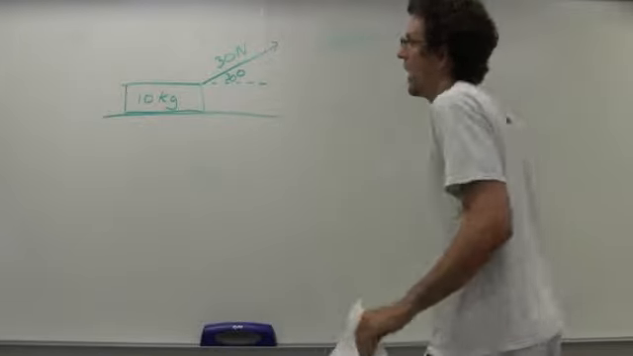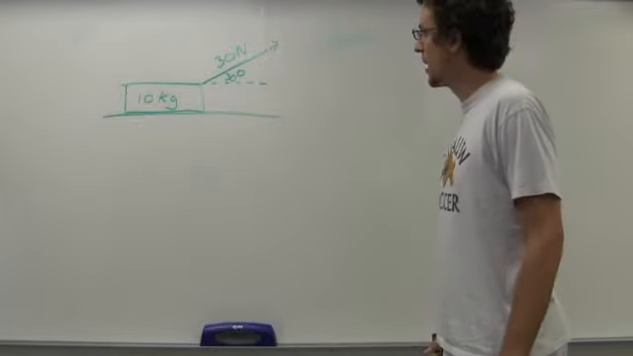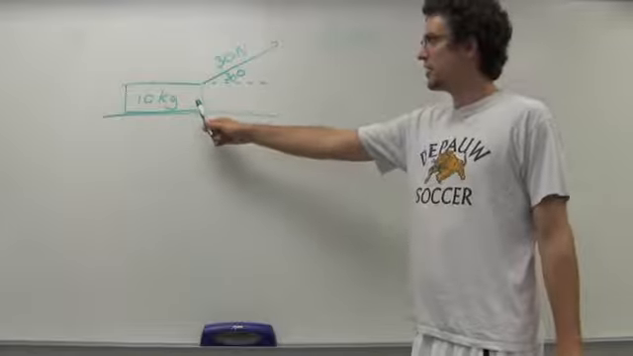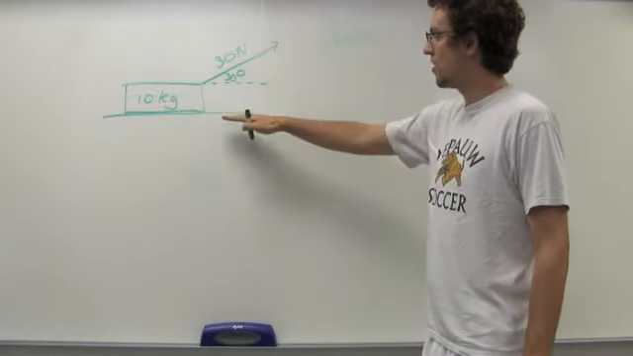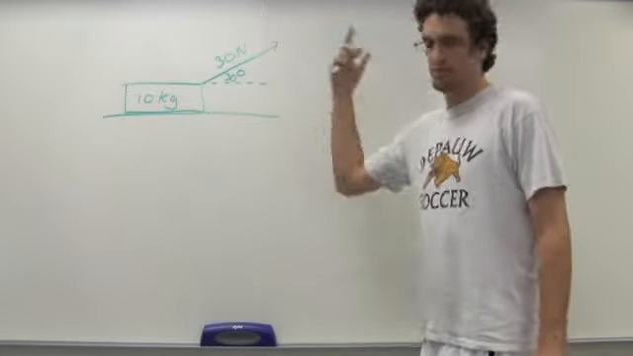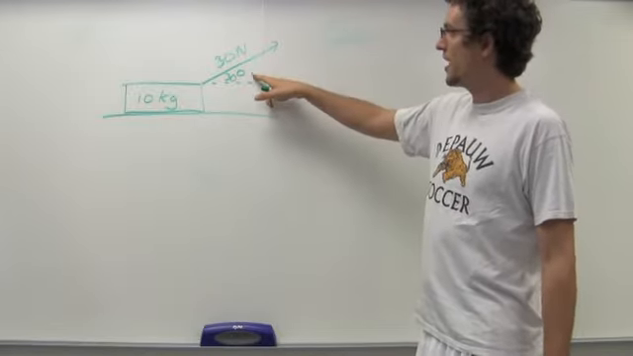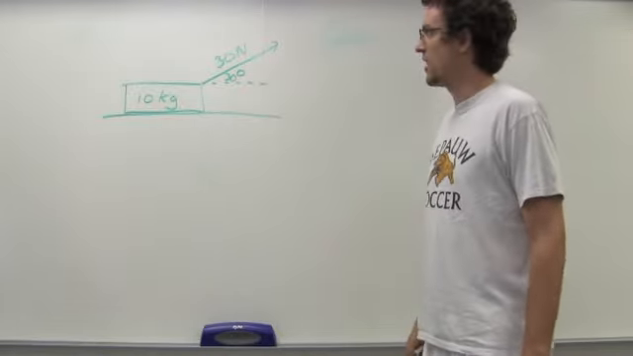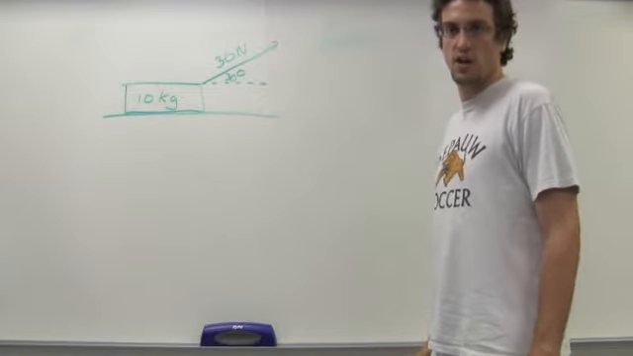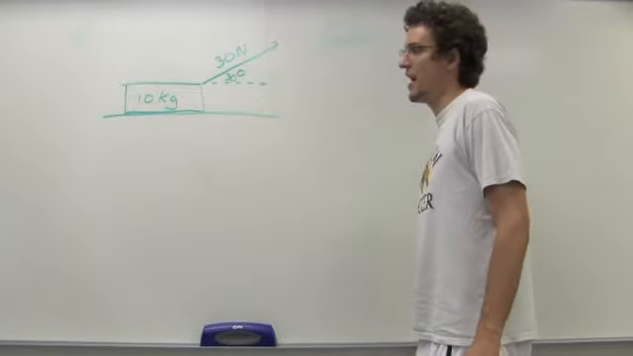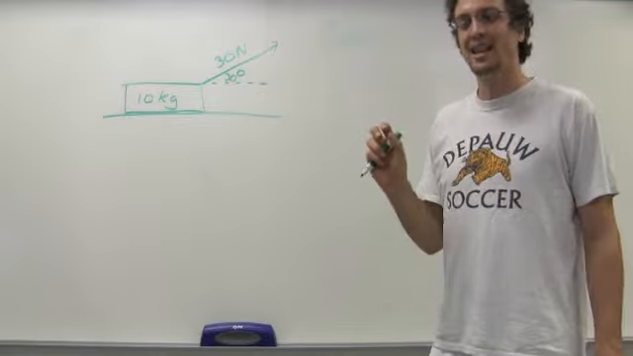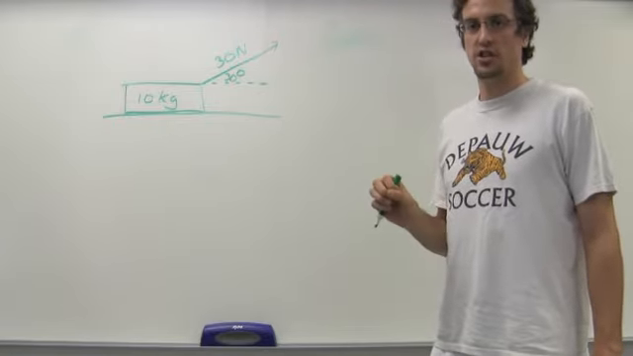Alright, here we have a fairly standard friction problem. We've got a 10 kilogram block being pulled along a surface, whatever you want to call it. It's being pulled at an angle 30 degrees above the horizontal with 30 newtons of force. In this case, we have an object that is sliding with no acceleration.